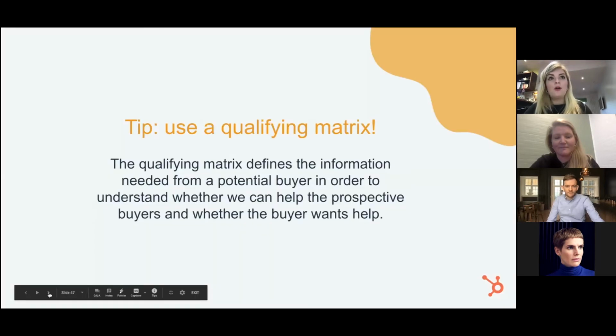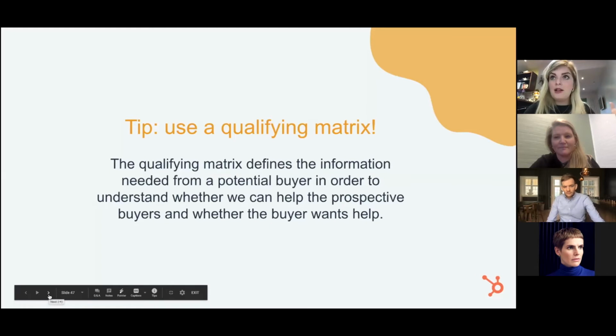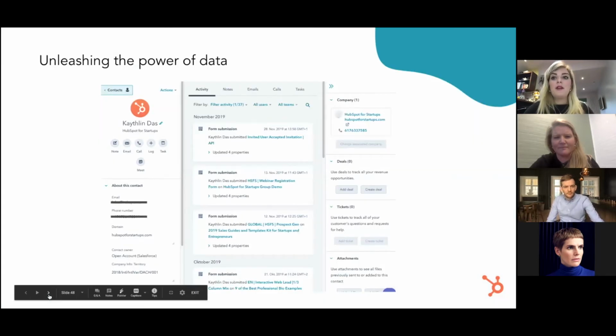A tip: use a matrix that defines the information needed from the potential buyer. A lot of people would use GPCT. If anybody's used it, it might be worth checking it out. And yeah, just to wrap up, when you have the data points, this is what you can do. Here's the lead intelligence of Caitlin Das. This is what she's doing. These are the pages she's looking at. This is how she's interacted with her team.